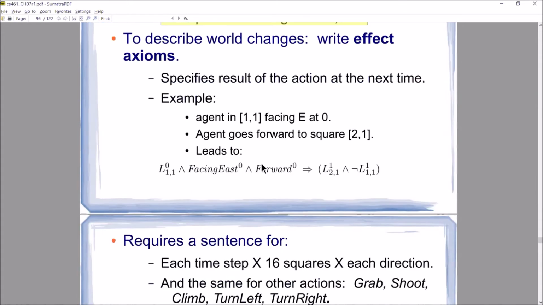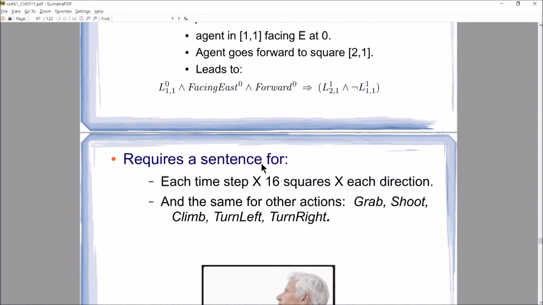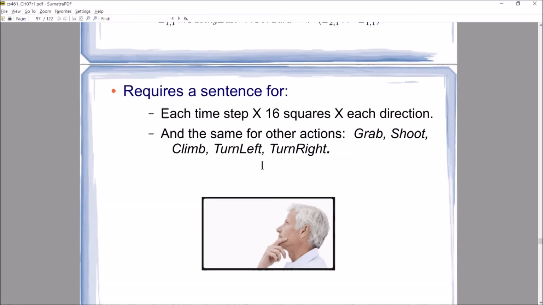Okay, so the knowledge base is going to grow quite a bit because that's going to require a sentence be constructed for each time step, for each of the 16 squares, and for each direction. So this is growing pretty fast. And that's just for the one action, which was to move forward. But you need to repeat that over and over again for each of the other actions as well, for the grab, for the shoot, for the climb, for the turn left, for the turn right. So the knowledge base is growing pretty quick. All right, so let's move on.